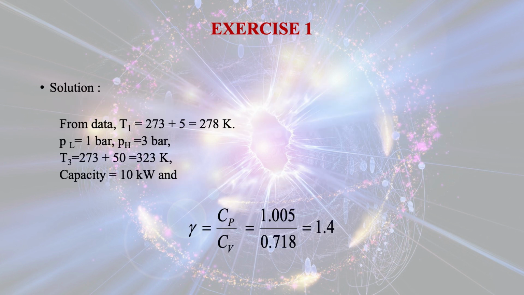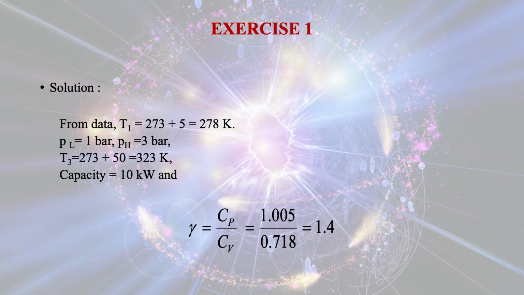Dear learners, when you solve any problem, first you note down the data which is given for this particular problem. So in this problem, the specific heat at constant pressure is given, that is equal to 1.005 kilojoule per kgK, and the specific heat at constant volume is also given as 0.718 kilojoule per kgK. With these values, you can calculate the gamma. Gamma is equal to Cp by Cv. If you put these values, you will get the value of gamma equal to 1.4.